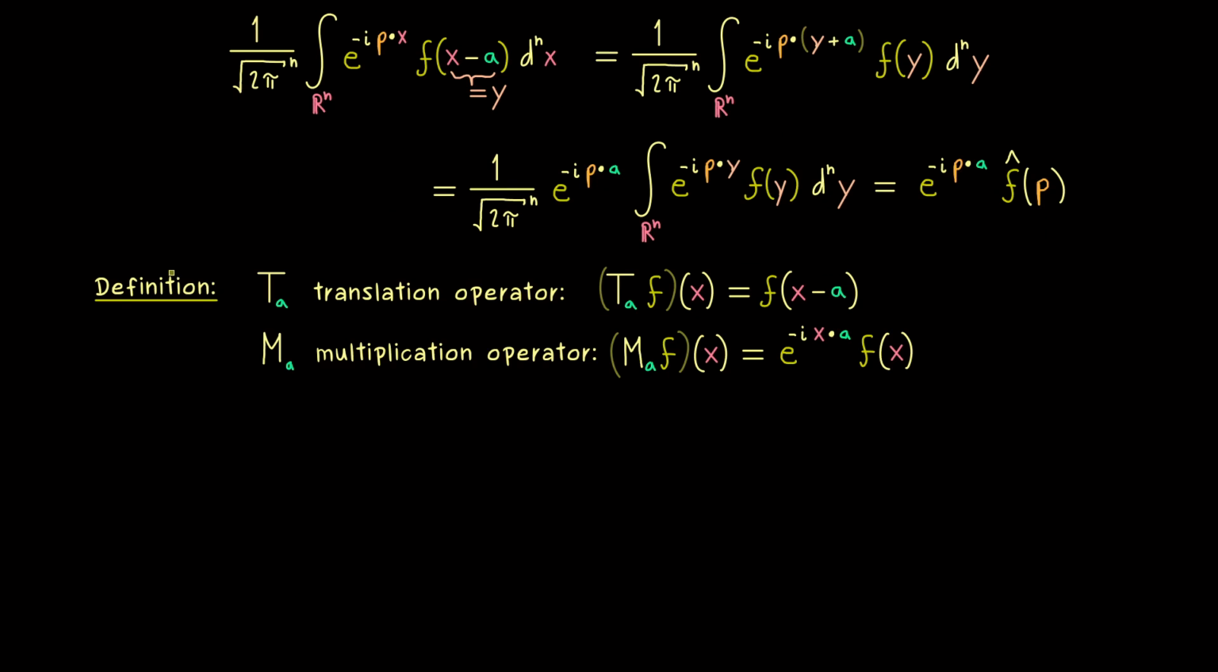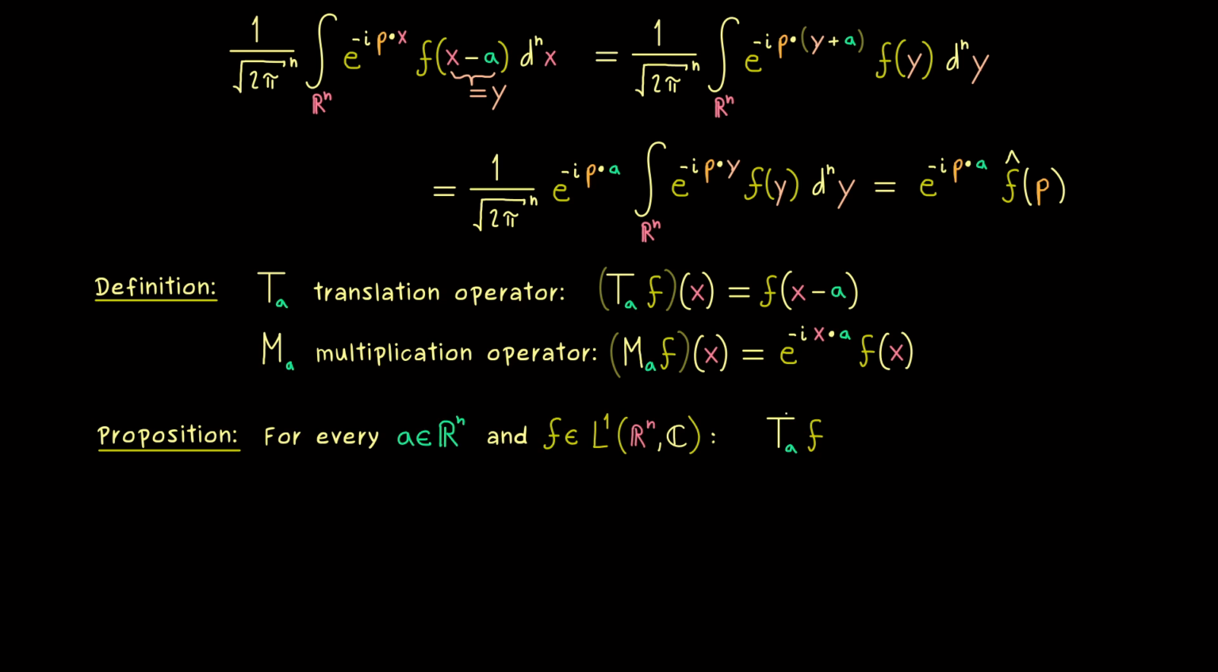in a new shorter way. And let's simply put everything into a proposition. And as already shown, the whole formula works no matter how we translate, so we can choose an arbitrary a in R^n. And since we want to calculate the Fourier transform, we need an integrable function f. And now we can translate f by a and calculate the Fourier transform of this new function.